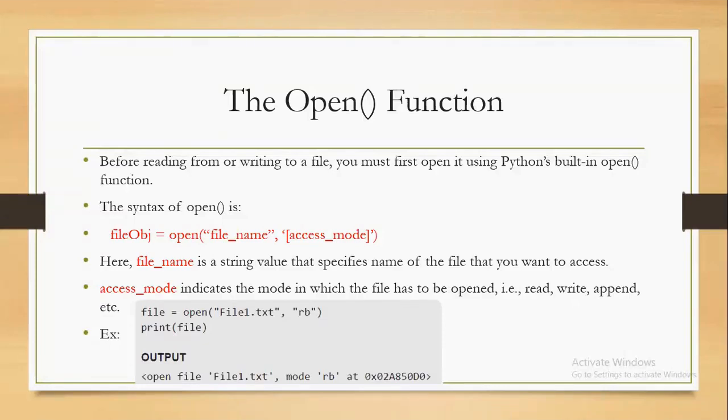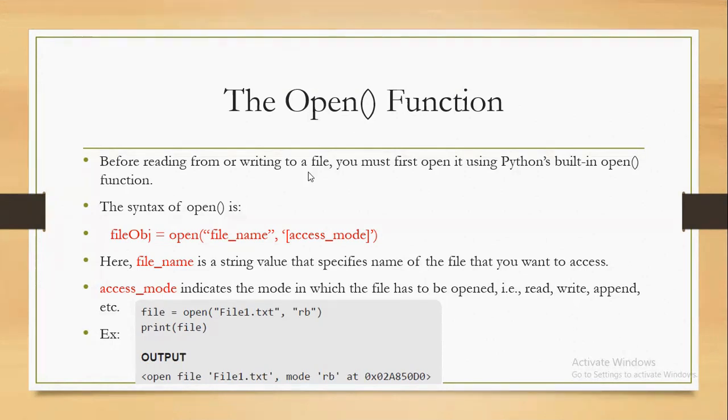A file can be accessed using some of the built-in functions available in Python. One of the important built-in functions is open. Before working with the file, before reading content from the file, or before writing content to a file, we must open the file first, right? So to open the file, we are using the built-in function, that is the open function.